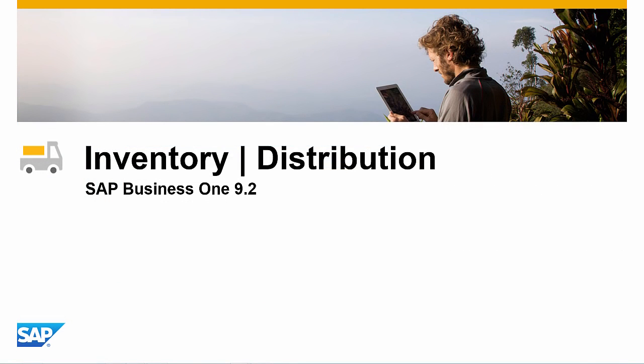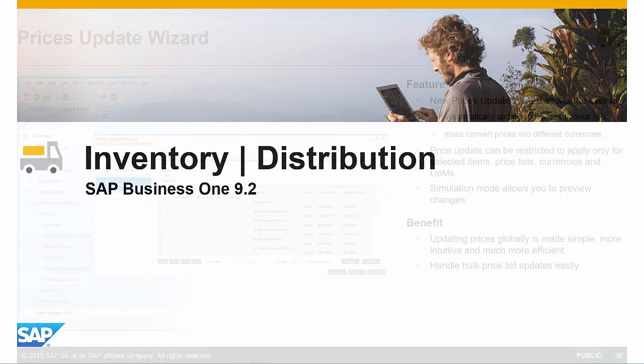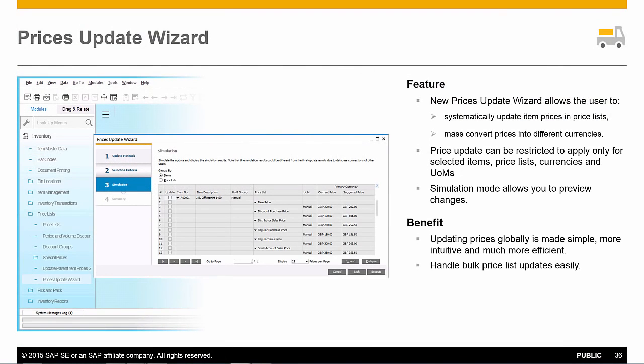Highlights under Inventory and Distribution include the following. A Prices Update Wizard. Maintaining price updates has become much simpler and easier using the new Prices Update Wizard. It allows you to update item prices and price lists efficiently and in bulk. You can even convert prices into other currencies. A new simulation mode shows you all of the suggested changes before you decide to commit and execute the update. This price list update wizard can save a lot of time if your company needs frequent pricing updates across a large number of items and price lists.